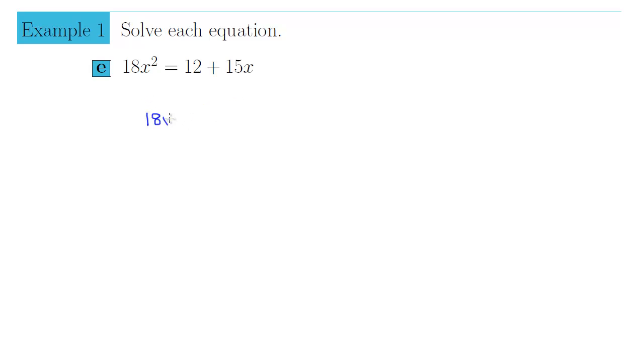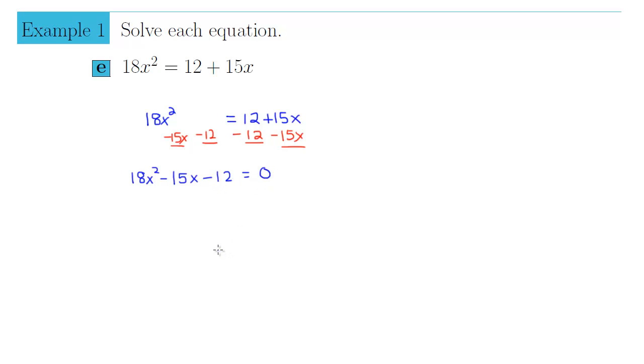Let me rewrite our equation. 18x squared, and again I'm going to leave space because I'm moving things, so 18x squared equals 12 plus 15x. Let's move those two terms from the right to the left. That means we're going to subtract 12 from both sides, and we're going to subtract 15x from both sides. What's that give me on the left side? On the left side, that gives me 18x squared minus 15x minus 12 equals 0.